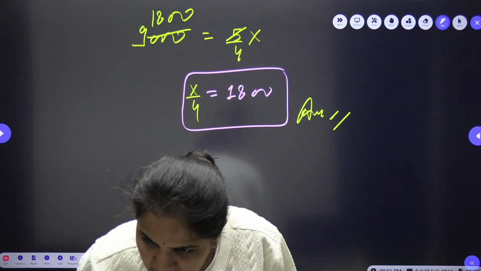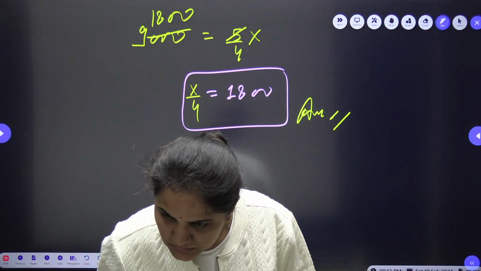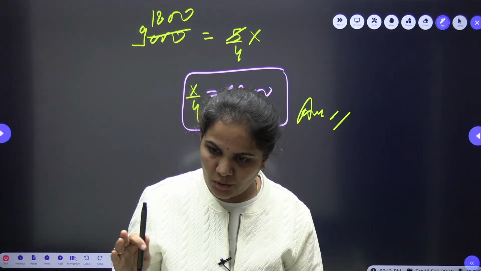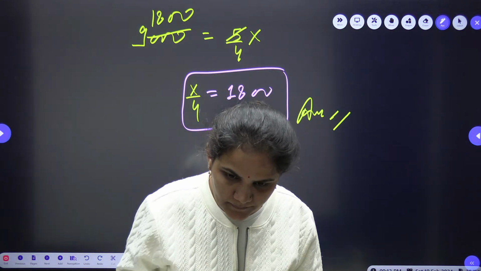Yeah, okay, students are saying it was 25%. In this one, do we have options? You guys can confirm, do we have options?